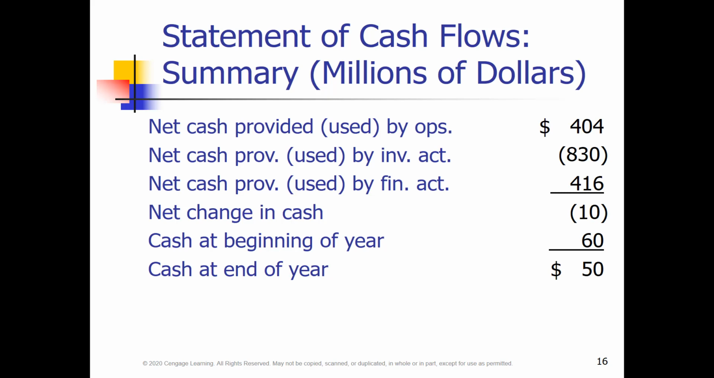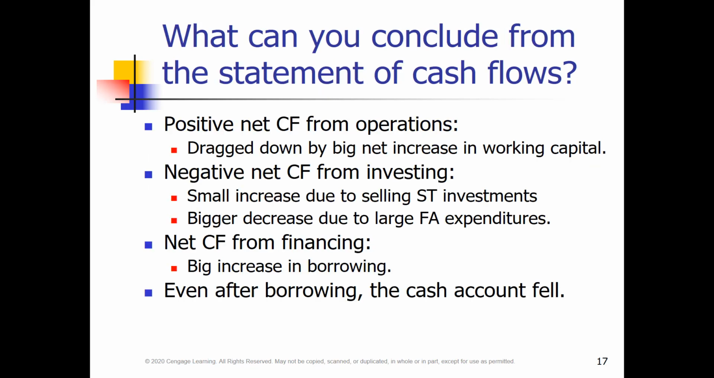This recap of the bottom lines of each segment emphasizes where the cash went. This slide recaps our conclusions from the statement of cash flows. Positive net cash flow from operations. It was dragged down by the big net increase in working capital. Negative net cash flow from investing. Small increase due to selling short-term investments, bigger decrease due to large fixed asset expenditures. Net cash flow from financing. Big increase in borrowing. Even after borrowing, the cash account fell.